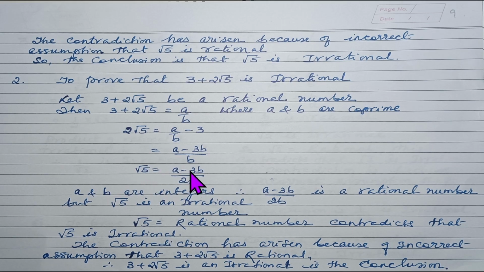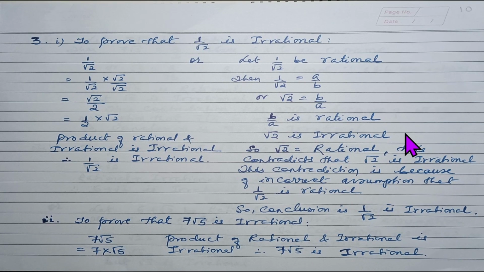Therefore, that contradicts that root 5 is irrational. So root 5 being rational is 100% a contradiction, because root 5 is irrational, and that contradiction has arisen because of our incorrect assumption that 3 plus 2 root 5 is rational. So the conclusion is that 3 plus 2 root 5 is not rational but an irrational number. Please remember that.